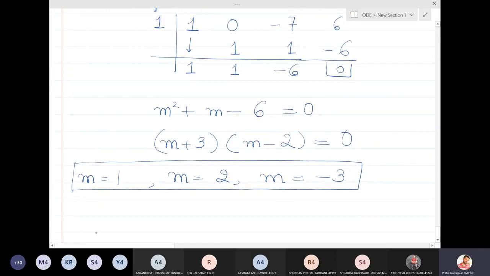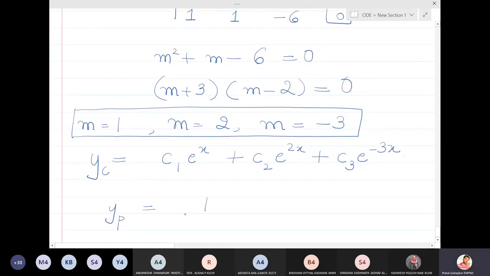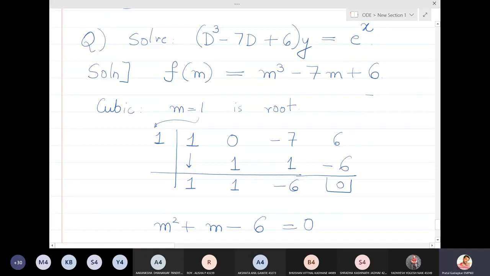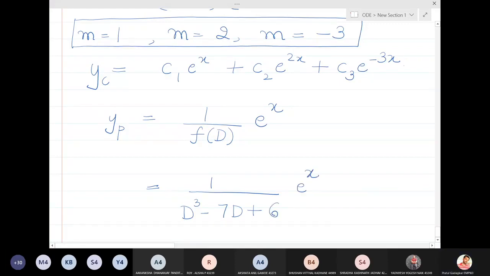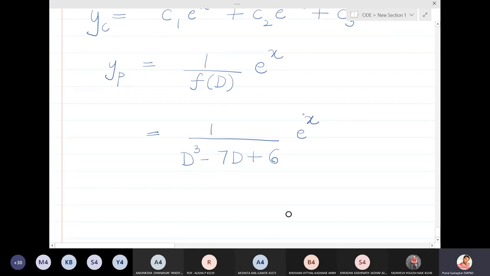Therefore, the complementary function yc will be equal to c1 e power x plus c2 e power 2x plus c3 e power minus 3x. When I go for yp, yp is 1 upon f(D), right hand side is e raised to x. Let me confirm. Yes. And the left hand side is D cube minus 7D plus 6. So this is 1 upon D cube minus 7D plus 6 of e raised to x. Okay, and then my usual method says that a is 1.